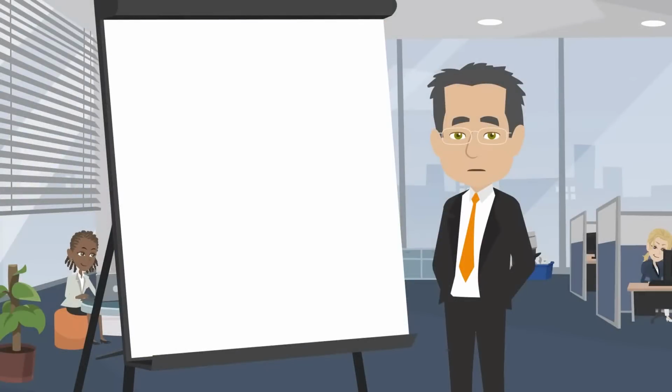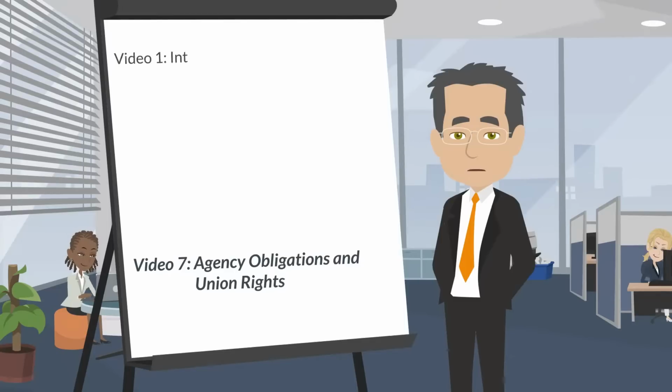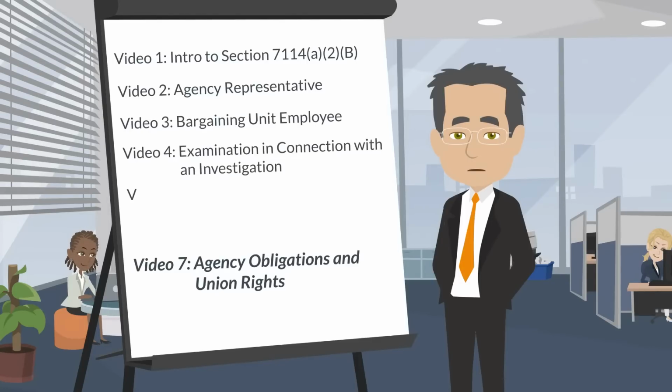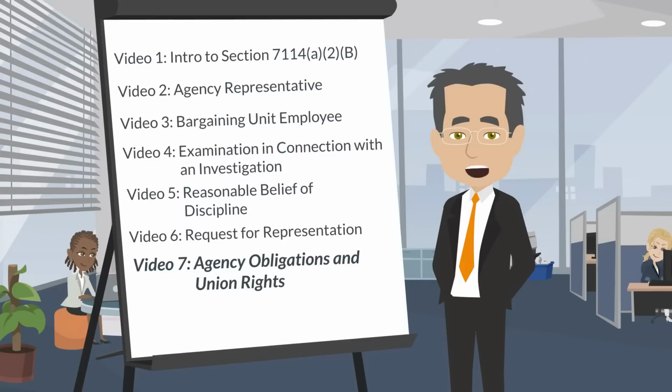In this video, we explain the agency's obligations following a representation request and the rights a union has during an examination. Video 1 gives an overview of the statutory right to representation under Section 7114(a)(2)(B). Video 2 discusses who is an agency representative. Video 3 focuses on bargaining unit employees. Video 4 covers what constitutes an examination. Video 5 discusses an employee's belief that they will be disciplined and if that belief is reasonable. Video 6 details the way an employee may request representation.